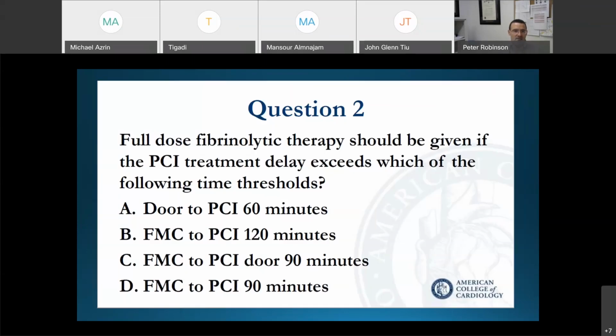Here's a question. How about I ask Mansoor? For this, full dose lytic therapy should be given if the PCI treatment delay exceeds which of the following time thresholds? Mansoor, are you still with us? Yes, I think it's 2 hours. Okay. So they have door to PCI, and then the others are first medical contact to PCI. You're right. If it's more than 120 minutes from first medical contact to PCI, you should be using lytic therapy if there are no contraindications to do so. Okay.